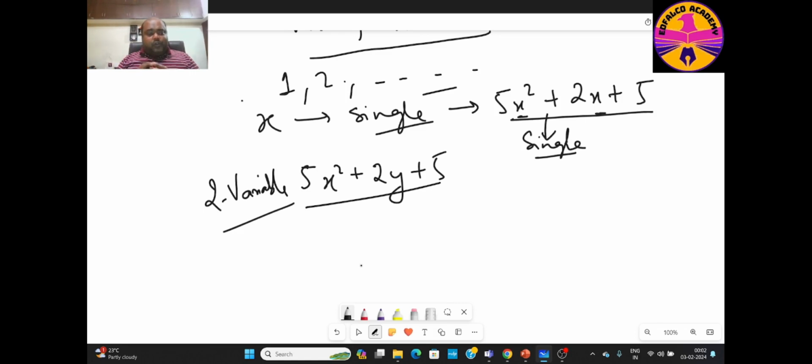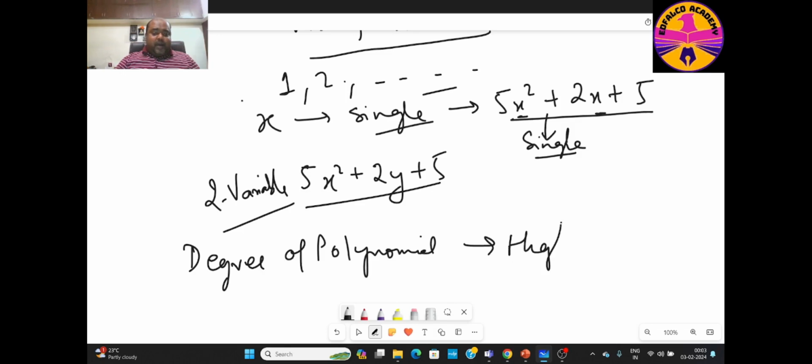And the other important thing to understand is the degree of the polynomial. What is the degree of a polynomial? The degree of a polynomial is nothing but the highest power of the variable in that expression.